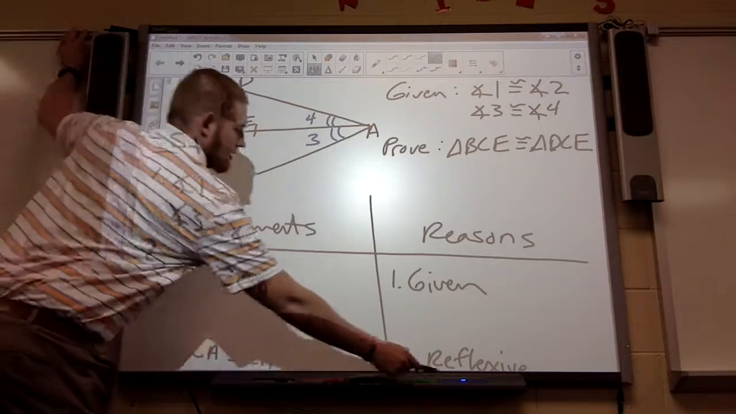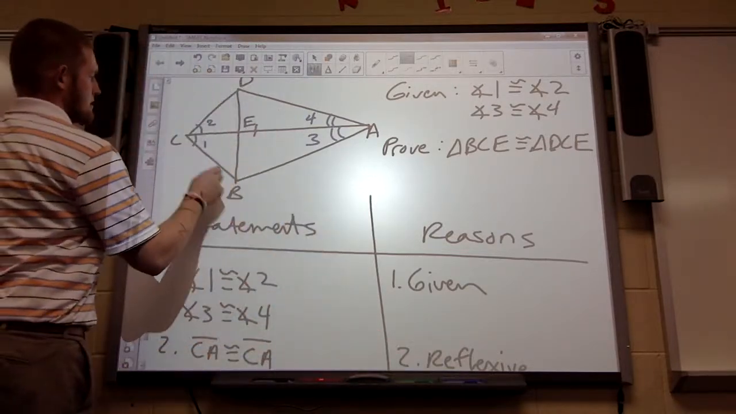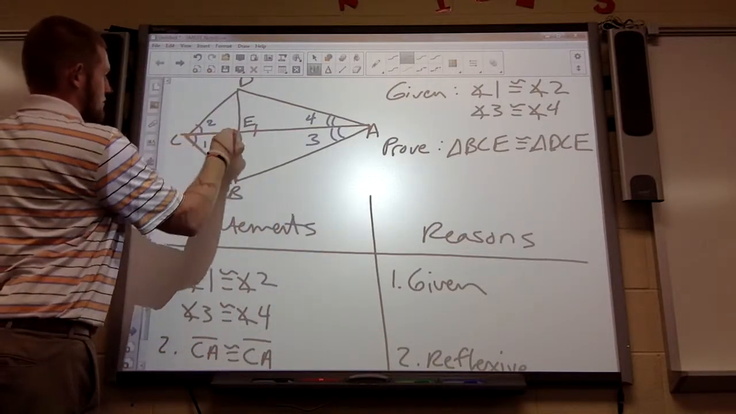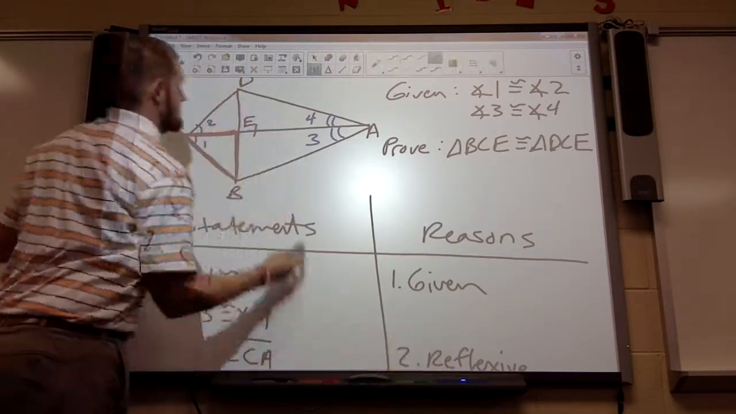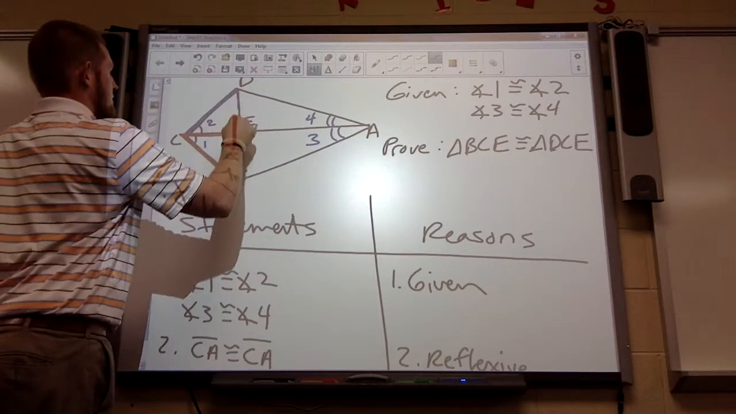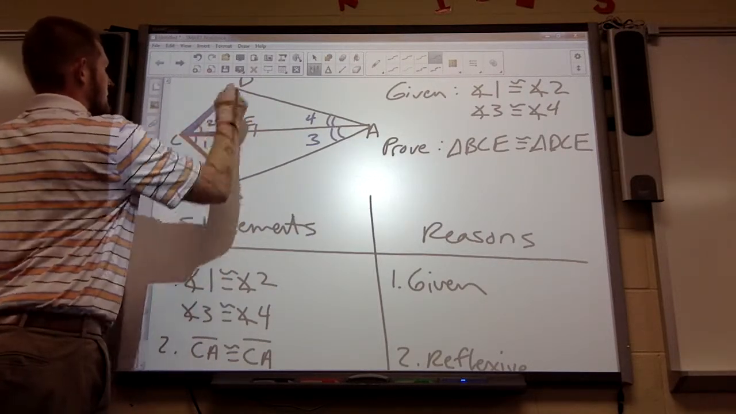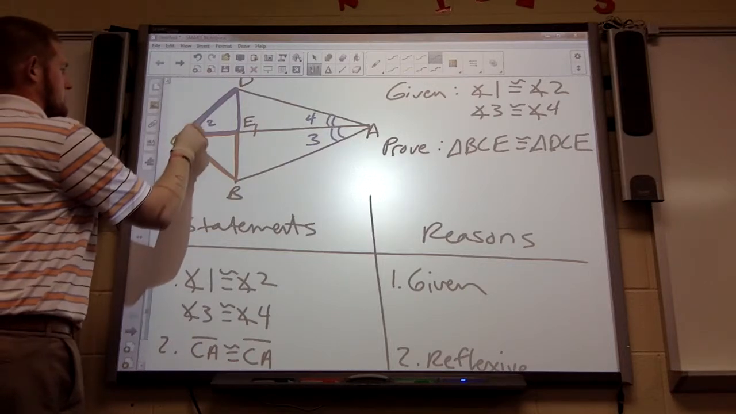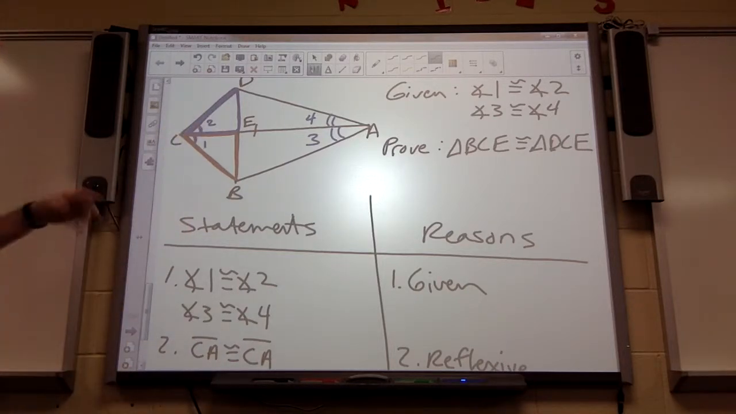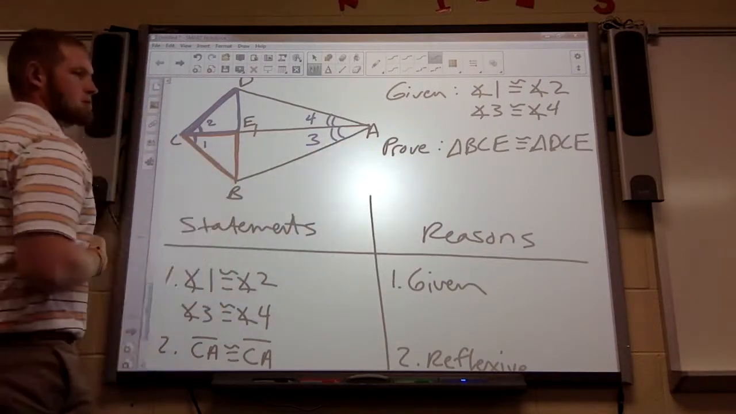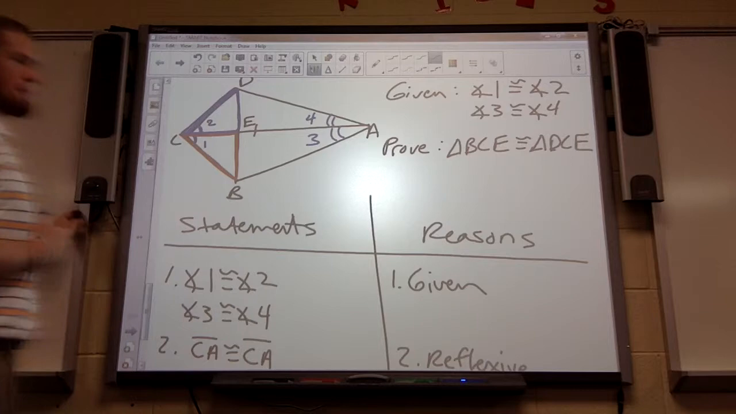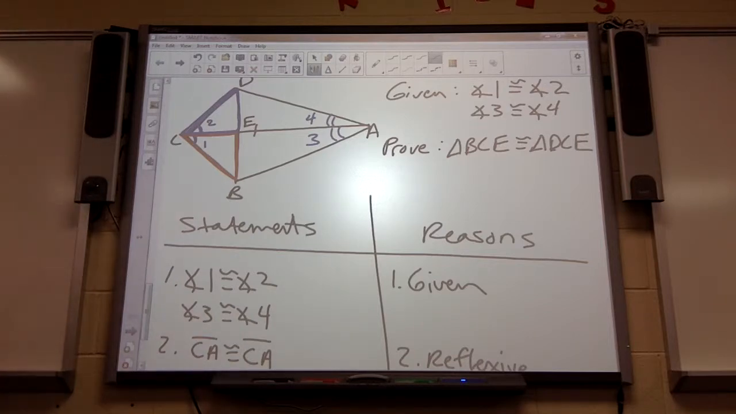Anyone notice? BCE is this triangle right here, and DCE is this triangle right here. We already know that these angles are congruent. What part of my large triangles are in my small triangles? Talk with your neighbor quickly. Decide what part of our large triangles is also in our small triangle.